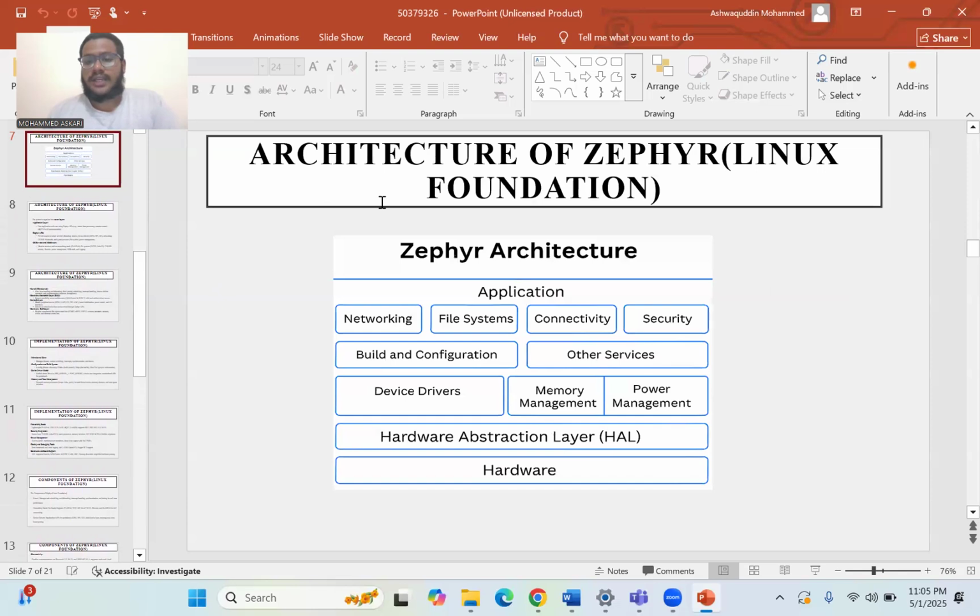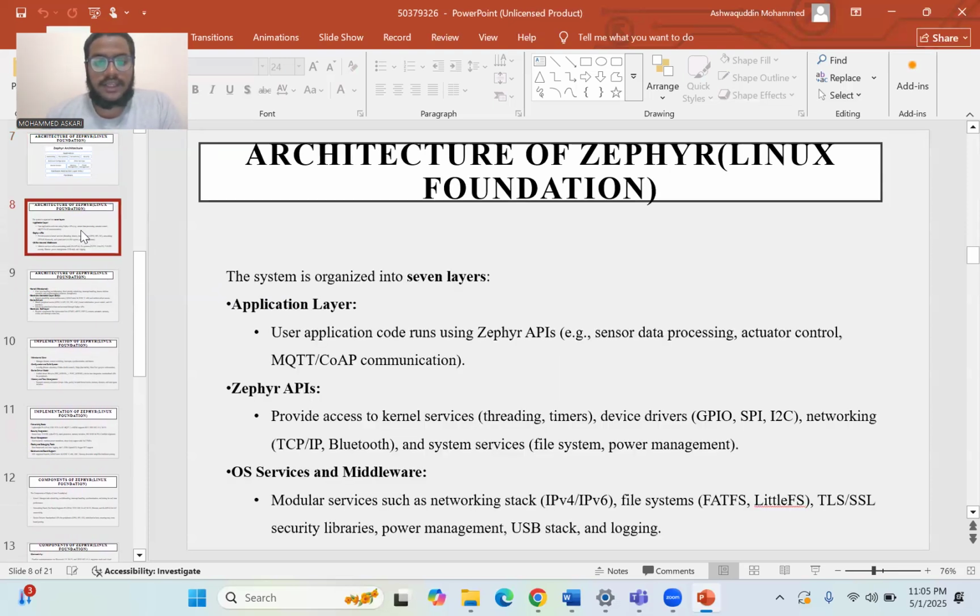Now we'll head on to the architecture of Zephyr. And this is the architecture diagram, which I have shown right over here. And the next would be architecture. Again, I'll be explaining each layer of Zephyr, and it is organized into 7 layers.